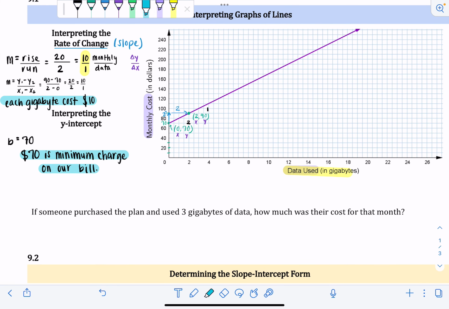And then the next little question from this section: if someone purchased the plan and used 3 GB of data, how much would their cost be that month? If you notice on the x-axis, that's our data used in gigabytes. So we would just need to go to where 3 would be on the x-axis and find that point. We would go up from 3, and that point is right here. We need to find the y value that goes with that point, which is 100. So this point is (3, 100). That means that if we use 3 gigabytes of data, we would pay $100.